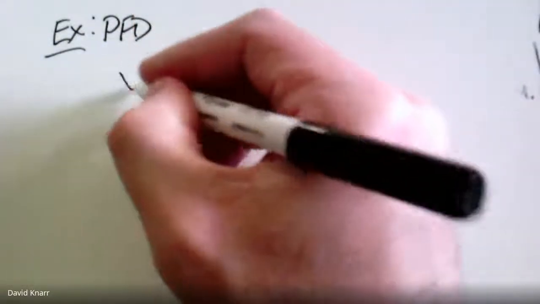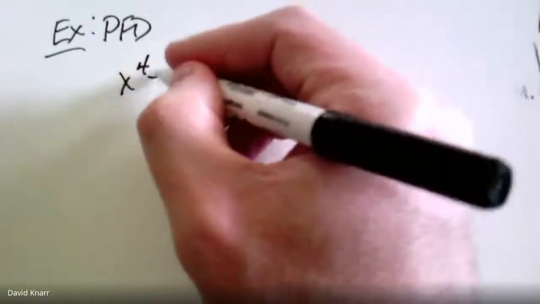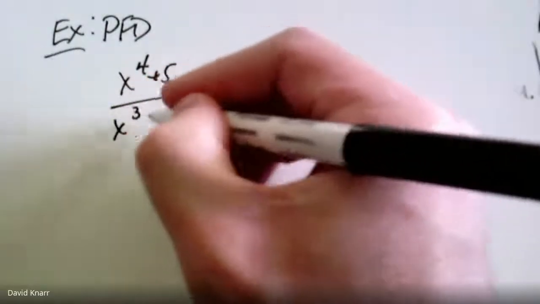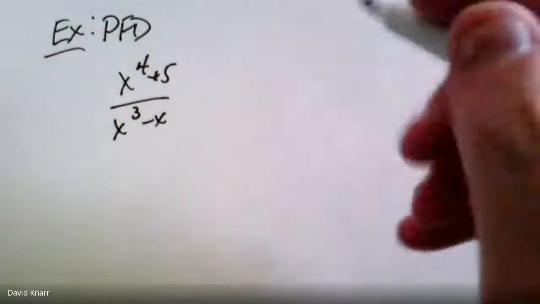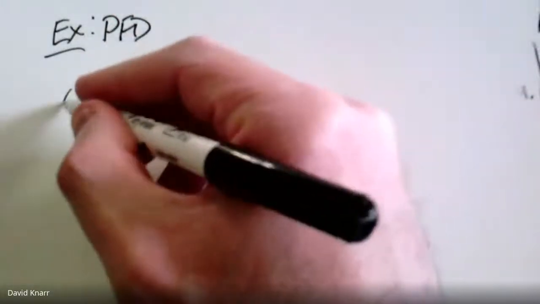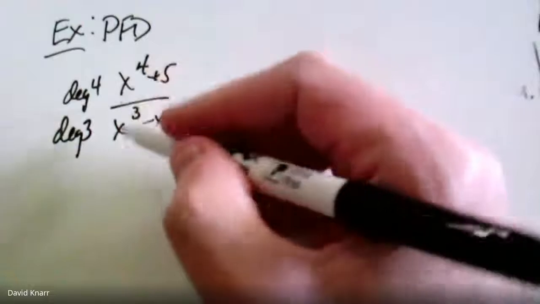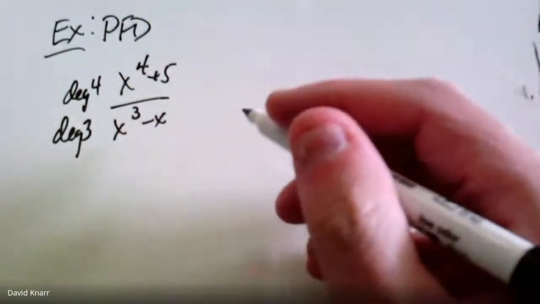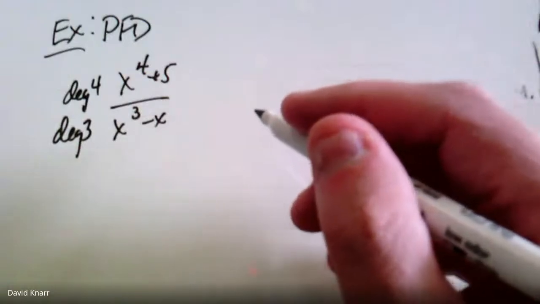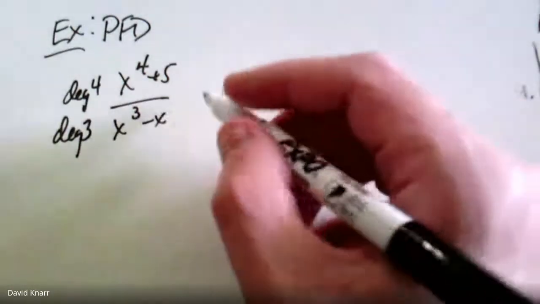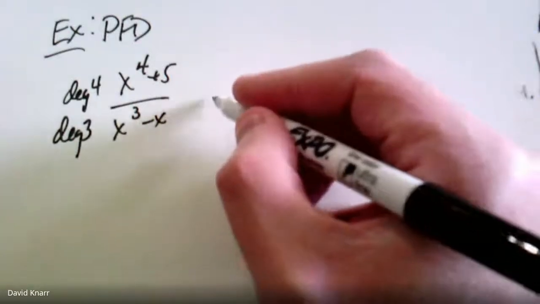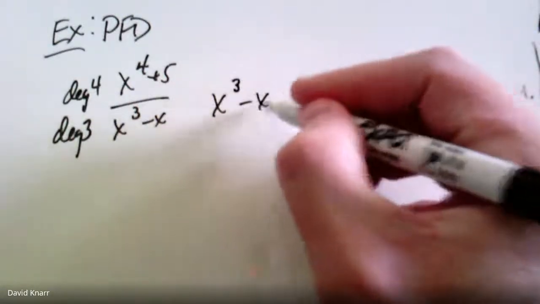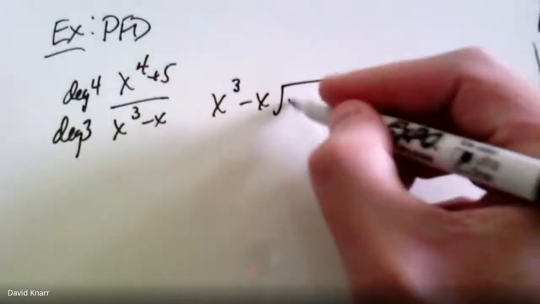Let's try x to the fourth plus 5 over x cubed minus x. If you look in the numerator, we have a polynomial with degree 4. In the denominator, there's a polynomial with degree 3. The degree 3 polynomial will go into the degree 4 polynomial, so you need to long divide. You cannot simply go set up your fractions until you have long divided. Otherwise, you will get an incorrect answer. So I need to take x cubed minus x and divide it into x to the fourth.